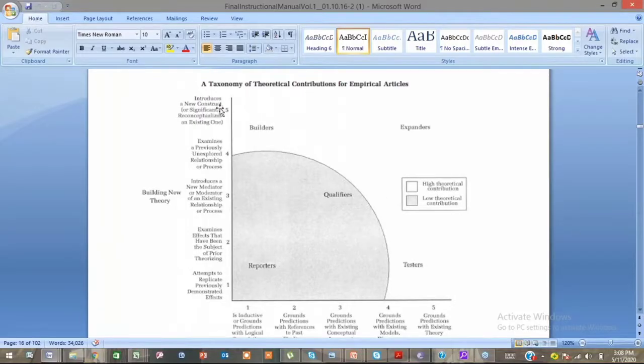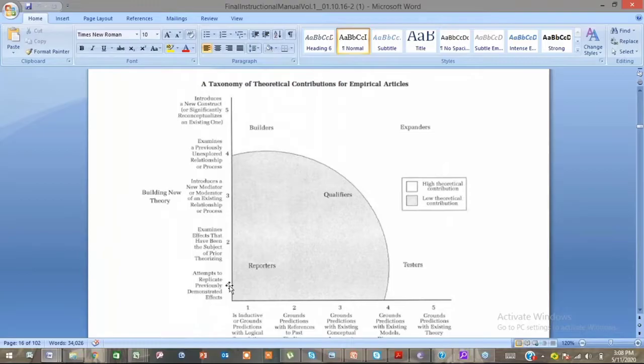Introduction of a new construct, examination of previous hypotheses. If there's a previous hypothesis, you can examine it. Introduction of a new mediator or moderator of an existing relationship or process. What this is telling you is that you can take references of similar work to examine them, examine effects that have been the subject of prior work. You can examine the effects.